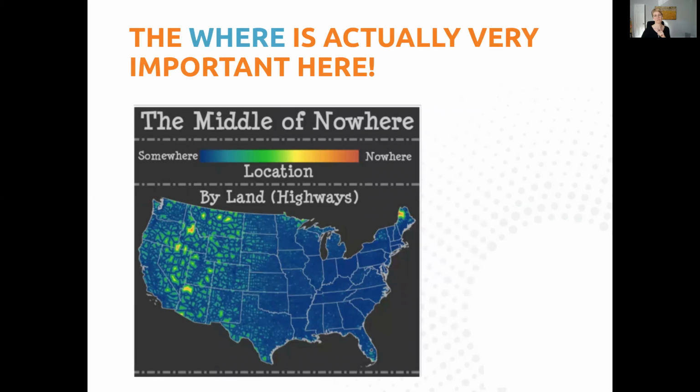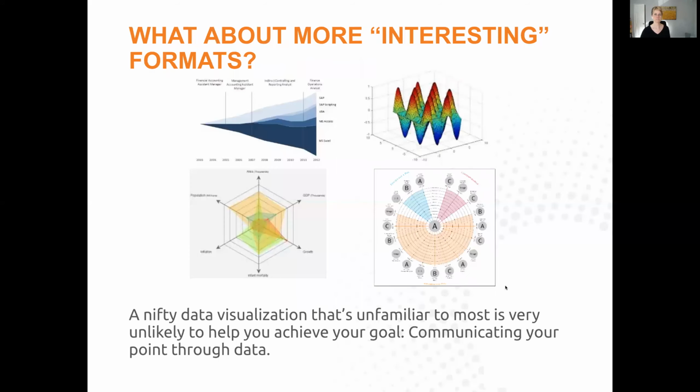This one's also great. It's one of my favorites because it's super simple, but it tells you something, right? You can totally see land and highways. And you can see that where the color is further away from the blue, more towards the orange, that's where there are fewer highways. But the where matters there, because you're going to want to look at your state and see how is my state, or where is this happening? So that can actually matter.